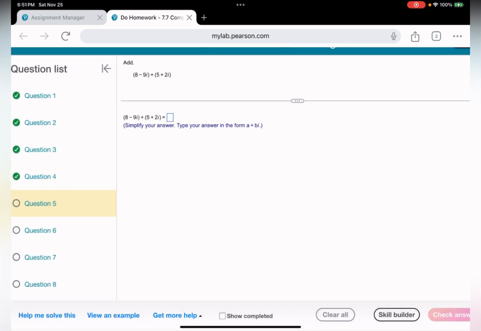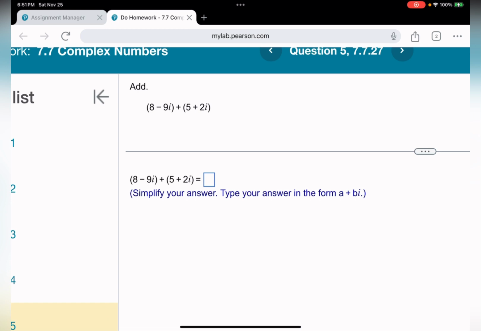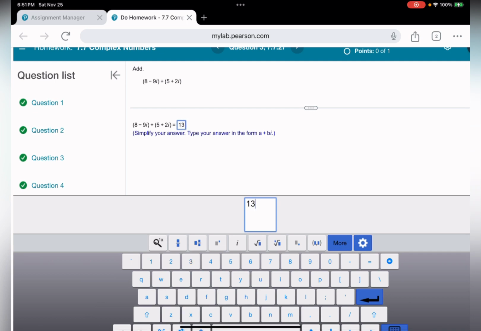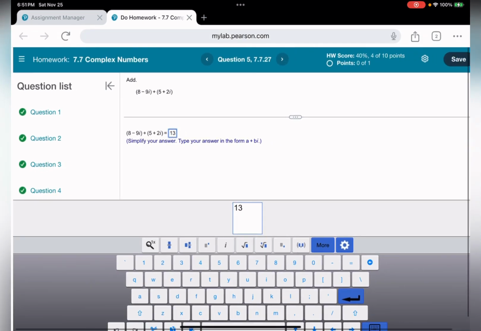Next question. Okay, like terms, what do we have here? A real term I can combine with a real term, and I will combine with I. So 8 plus 5, since between parentheses it's plus, it's going to be easy to work out. 8 plus 5 is going to be 13. And then -9i plus 2i, it's going to be -7i. That's it. I put J.